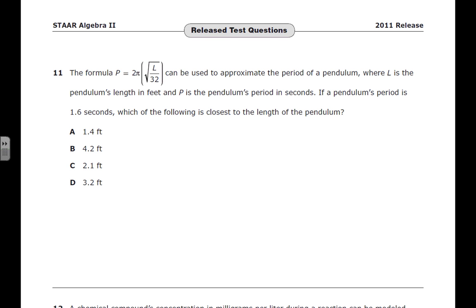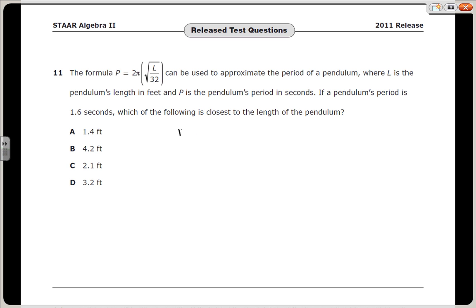So for this problem, since we're approximating, I'm going to use 3 for pi. Okay, so we know that pi is 3.14 and it goes on and on. But let's just use pi as approximately 3 for the sake of approximation here, okay? And then we can figure out what the answer is based on what we have. So I know pi is 3, and the pendulum's period p is 1.6, and L is what we're looking for.